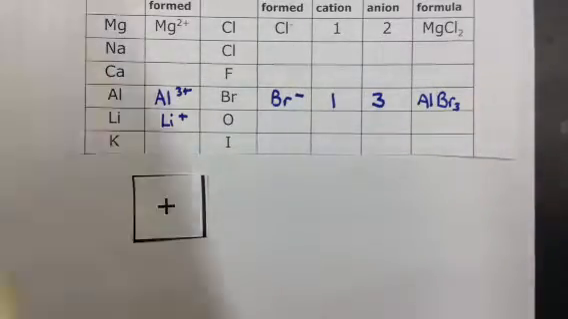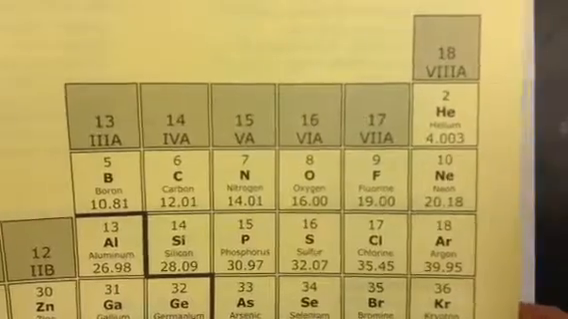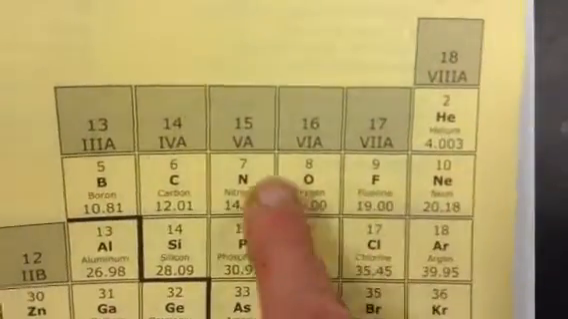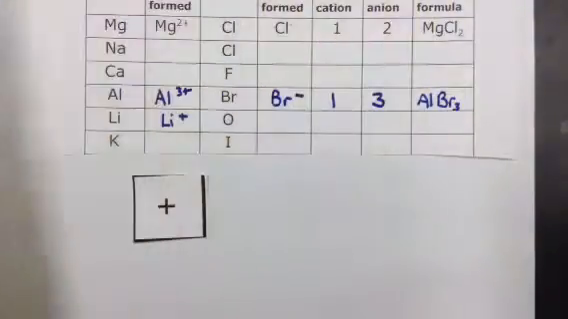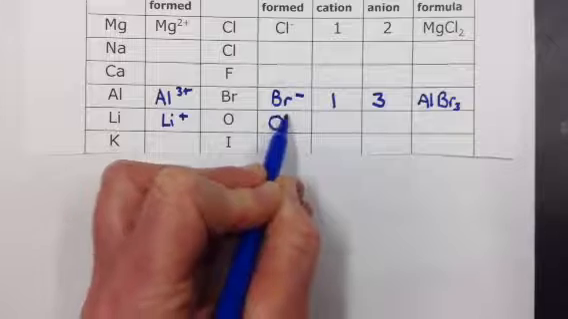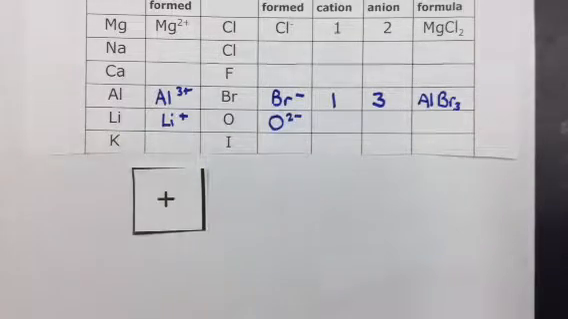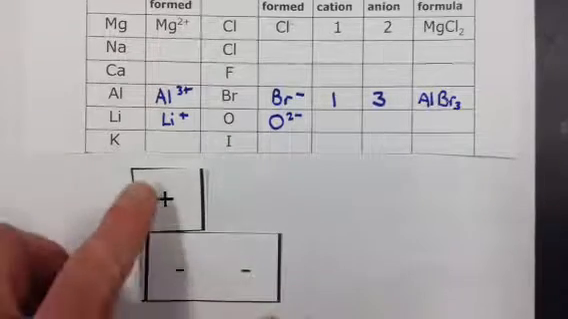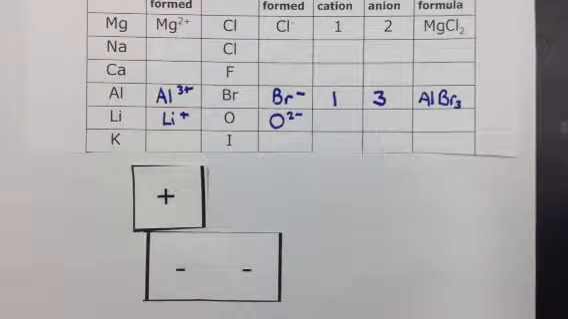Oxygen is in the oxygen family. It has 6 valence electrons, so it wants to be like neon. It will gain 2 electrons to have that octet rule, that stable configuration, so its overall charge will end up being -2. So here is 1 lithium and 1 oxygen.